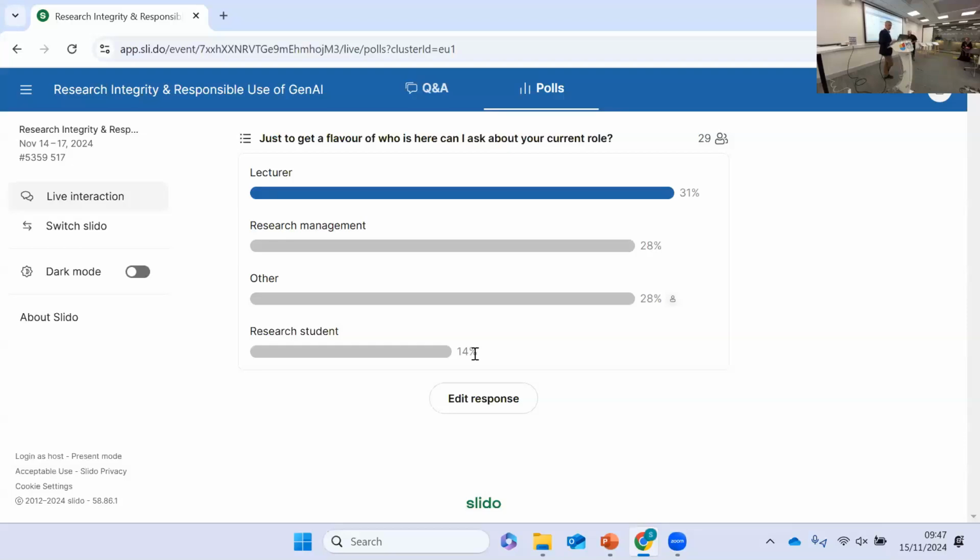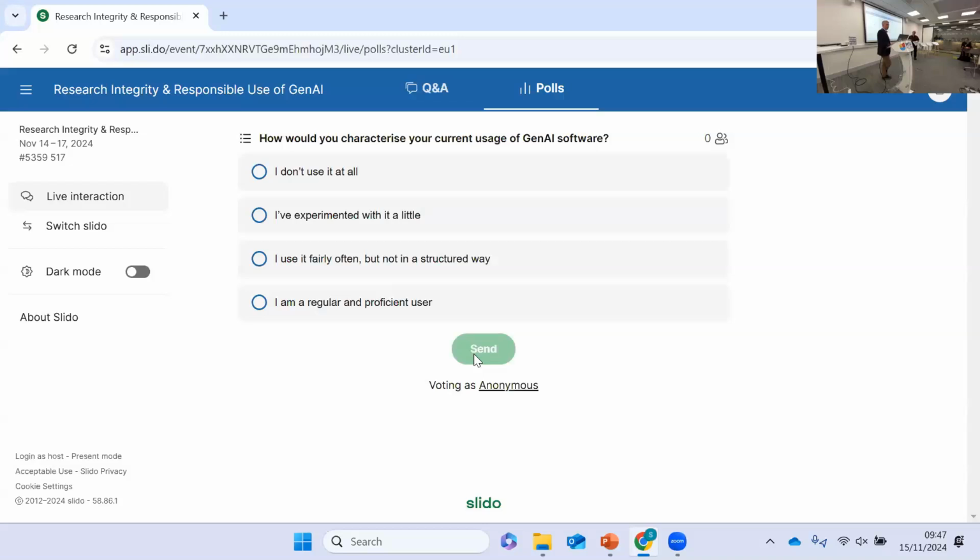Yeah, we're good. I understand that not everyone might have had time to complete it yet. It's just to give a sense. Happy to move on to the next one there. So, Sinead, please. This is an interesting one, and this is completely anonymous. IP addresses will not be collected. How would you characterize your current use of GenAI software?